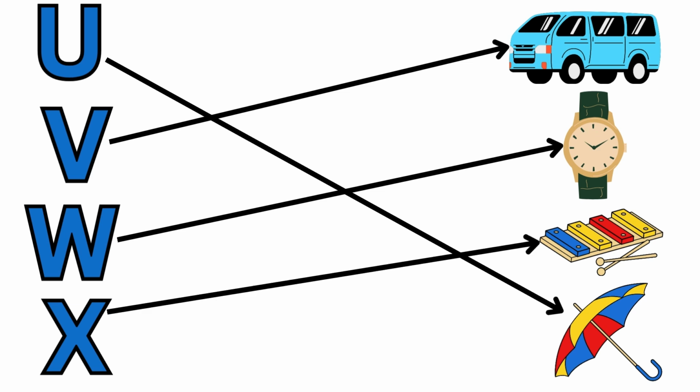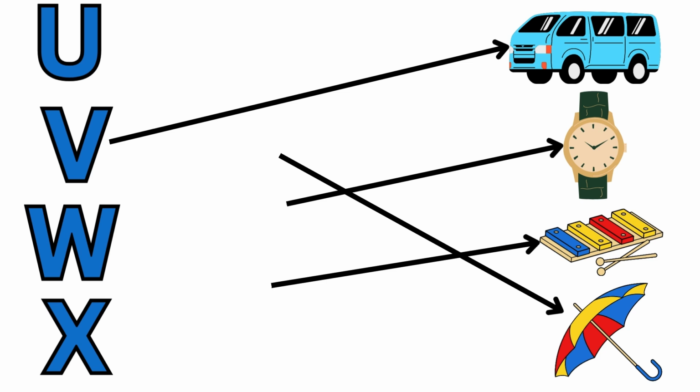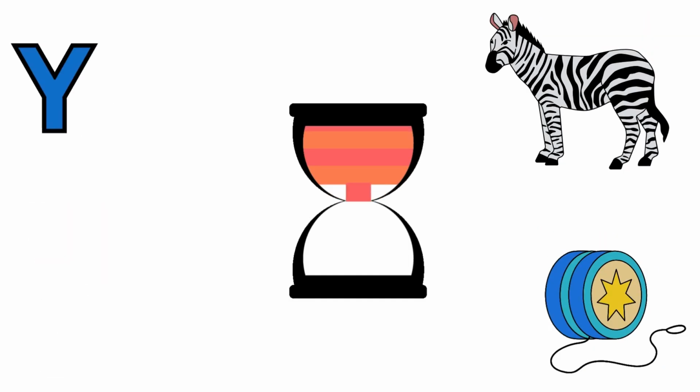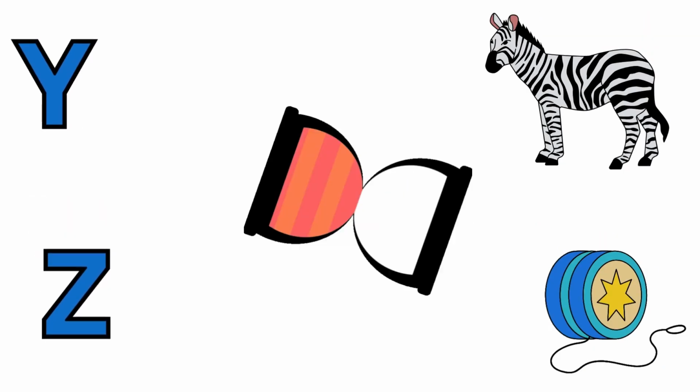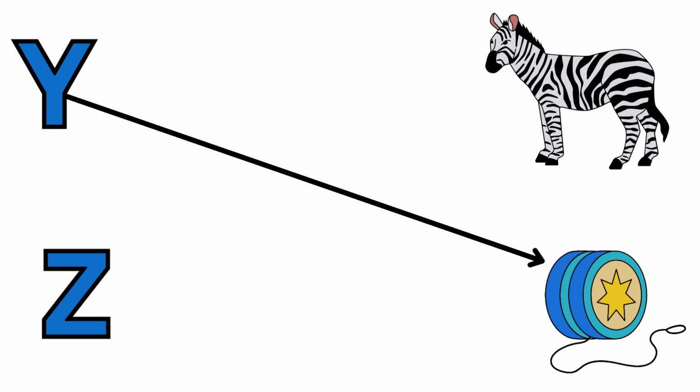X for xylophone. Y for yo-yo. Z for zebra.